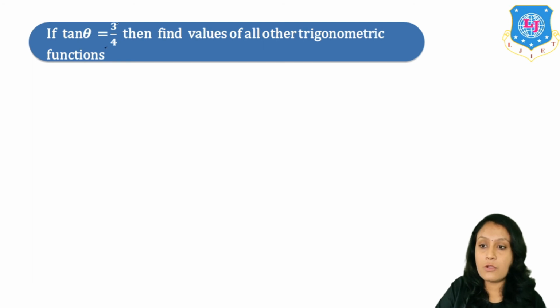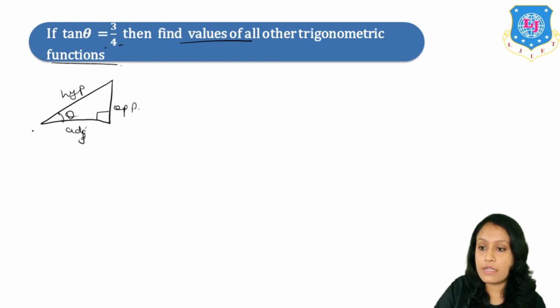Now let's start with some examples. If tan theta is equal to 3 upon 4, and we need to find the values of all other trigonometry functions. So consider this right angle triangle. This is angle theta, this is the adjacent side, this is the opposite side, and this is the hypotenuse. Let's name it OAB. This is a triangle.